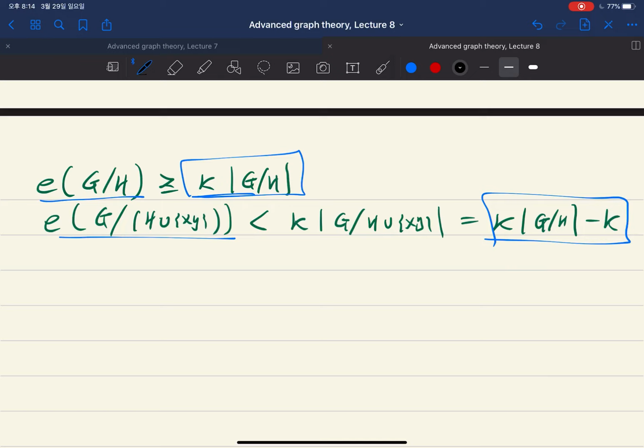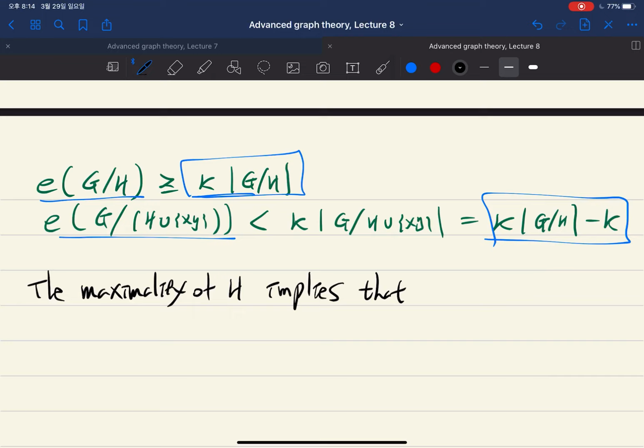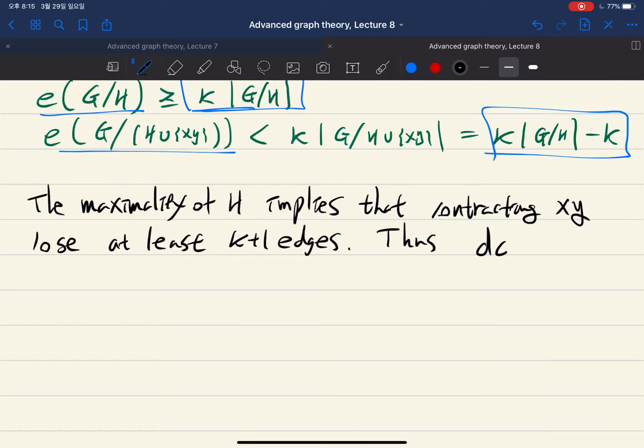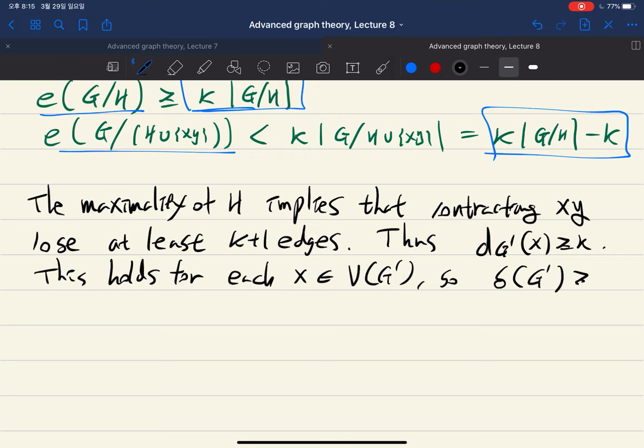The maximality of H implies that contracting xy loses at least k plus 1 edges. Thus, this degree must be at least k. And this holds for all x in G prime. So we know that the minimum degree is at least k. So this finishes the proof.